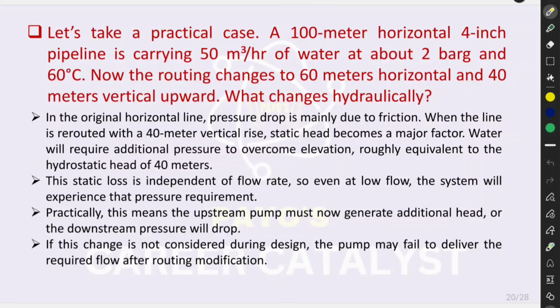Water will require additional pressure to overcome elevation, roughly equivalent to the hydrostatic head of 40 meters. This static loss is independent of flow rate. So, even at low flow, the system will experience that pressure requirement. Practically, this means the upstream pump must now generate additional head or the downstream pressure will drop. If this change is not considered during design, the pump may fail to deliver the required flow after routing modification.